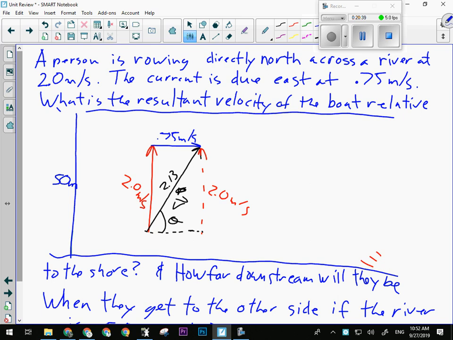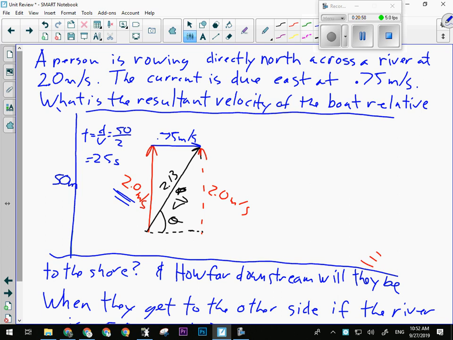Yes, because I'm going across the river at 2 meters per second. Right, so if I go t equals d over v, that's going to be 50 over 2. It's going to take me 25 seconds to get across the river. We're all right with that.